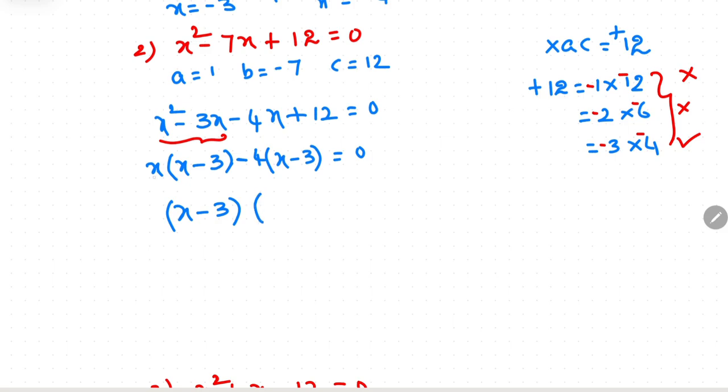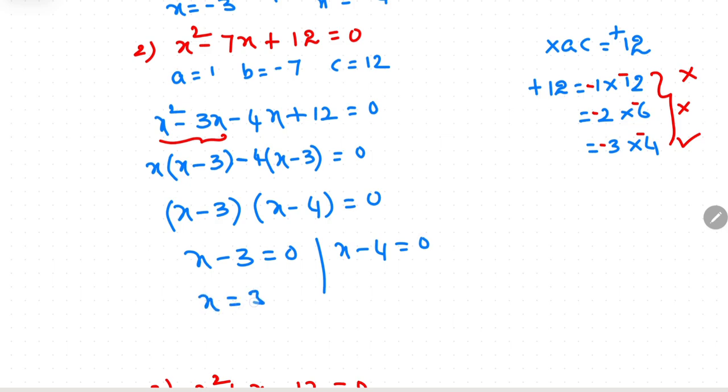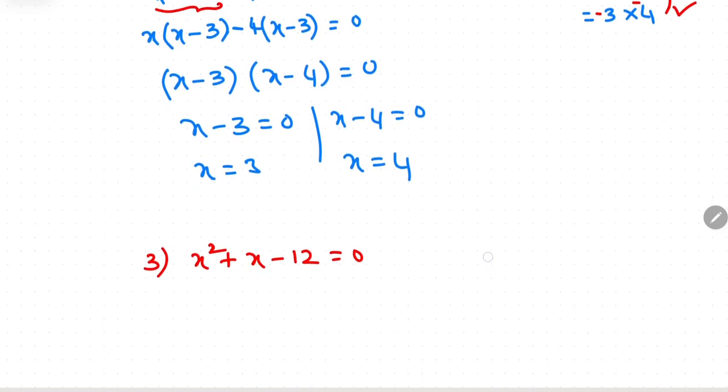Okay, so the left out term will be x minus 4 is equal to 0. So x minus 3 is equal to 0, x minus 4 is equal to 0. So x is equal to 3, x is equal to 4. It is the model number 2.